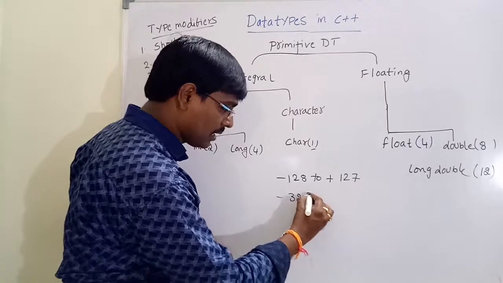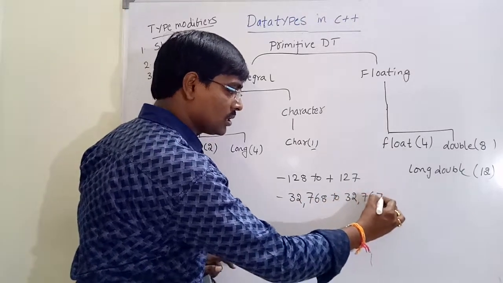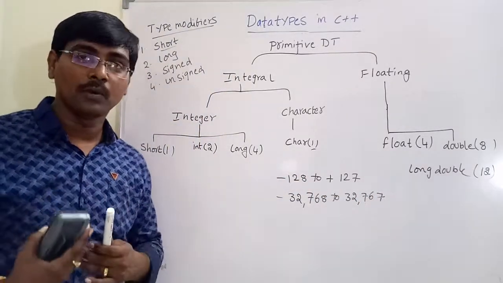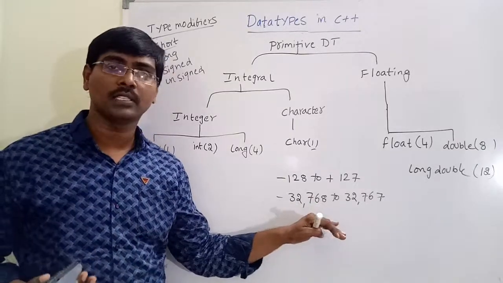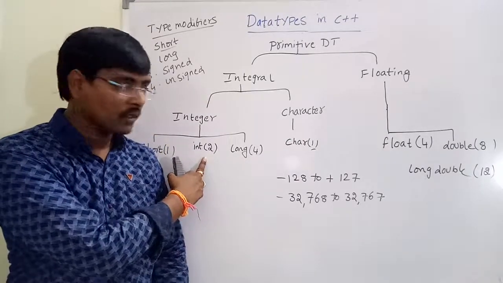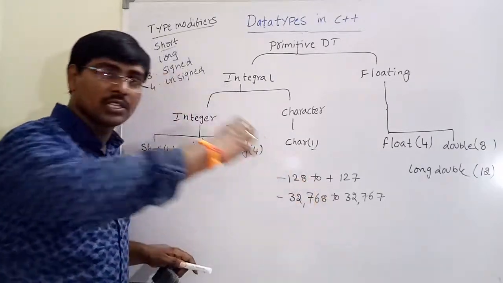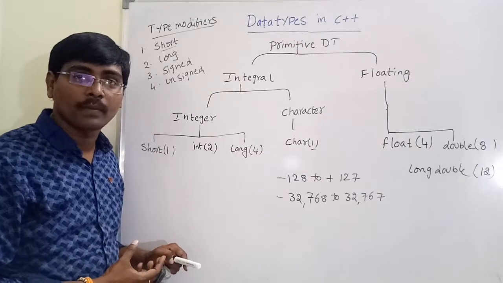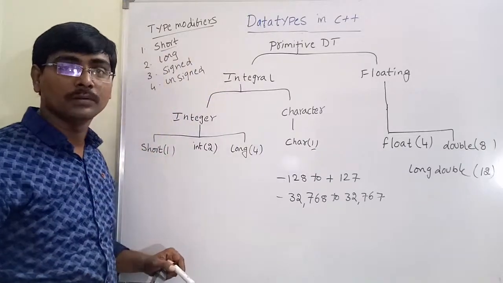Suppose for integer, minus 32,768 to 32,767. It occupies within this range only. For example, in my program I do not use any negative numbers. I always use positive numbers. If I am using integer, then that many numbers, from minus 32,768 to minus 1, are wasted. For that purpose, I am using the concept of signed and unsigned.